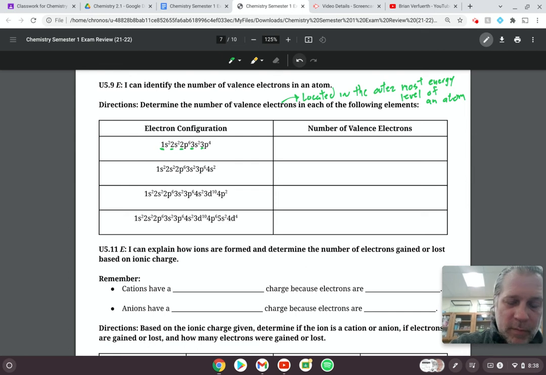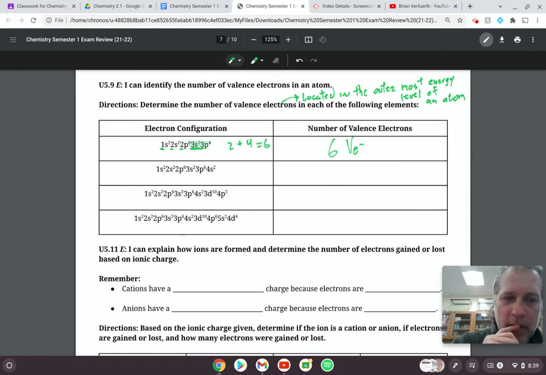So in this case, the valence shell is the third energy level. So in the third energy level, I'm going to take the number of electrons total. So I've got the 3s and the 3p. So in the s and the p, there are 2 electrons plus 4 electrons, which gives me 6. So the total number of valence electrons present are 6 valence electrons.